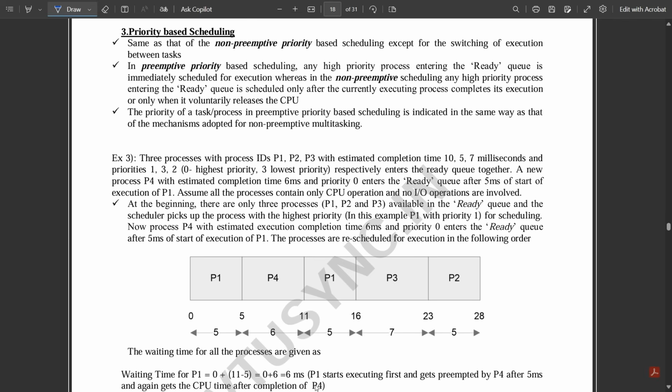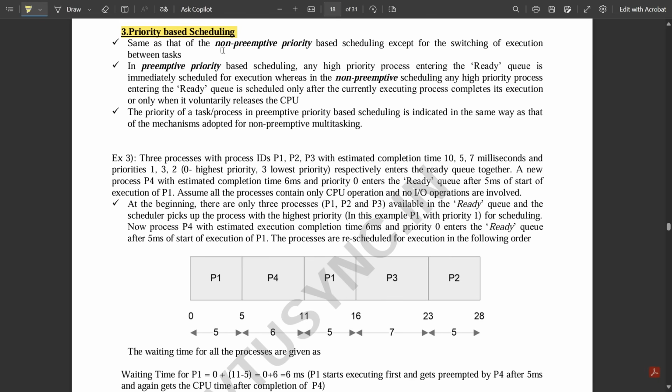So we have one more kind of scheduling left here, that is priority based scheduling. This is again one important scheduling technique where we are going to do the scheduling based on the priorities. The priorities would be mentioned in the question, and based on those priorities the scheduling is done. Let us see now how this works.